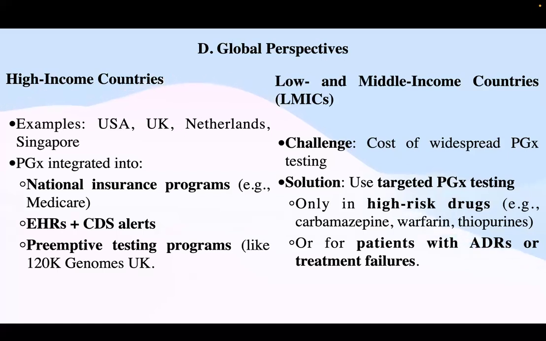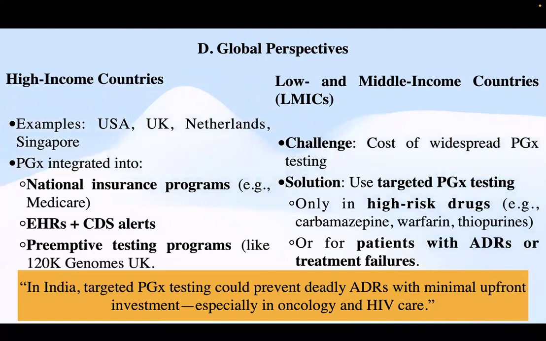Carbamazepine, or some warfarin, thiopurine, right? These are the areas where treatment failures are happening. So there you can go for genetic testing or pharmacogenomic testing, right? Or for patients with major adverse drug reactions and treatment failures, as I explained earlier. So in India, targeted PGx testing could prevent the deadliest ADRs with minimal upfront investment, especially in oncology and HIV care. So what is the scenario in India? I hope now it is clear.